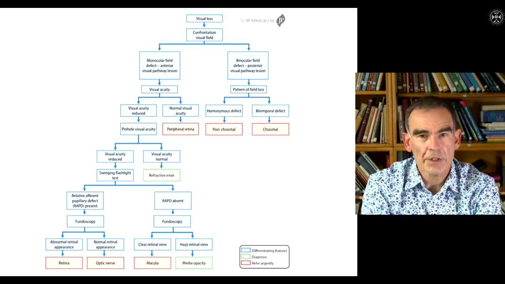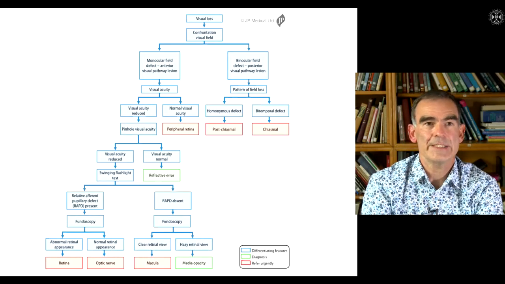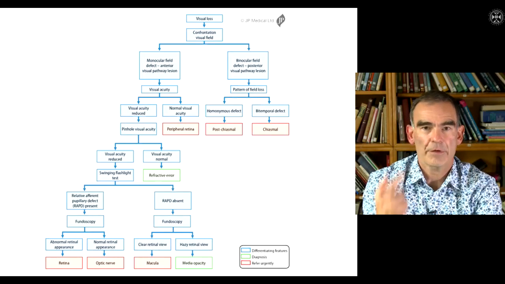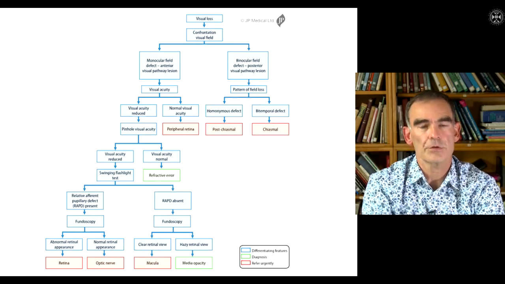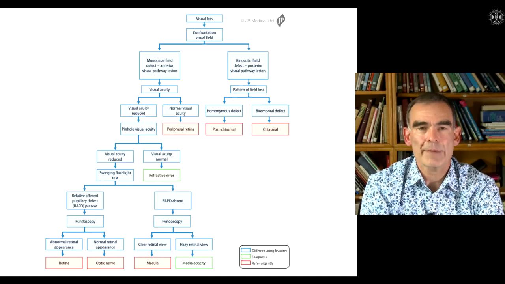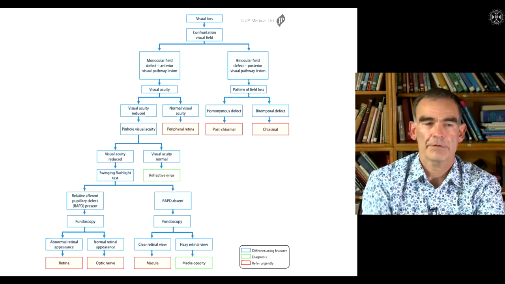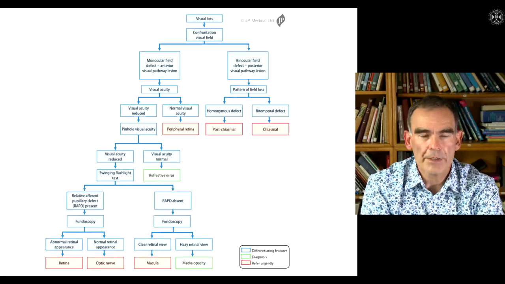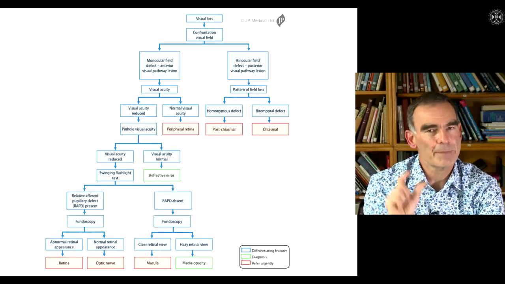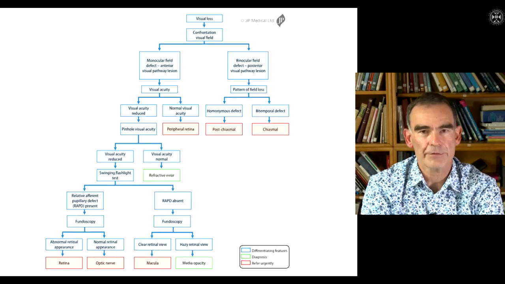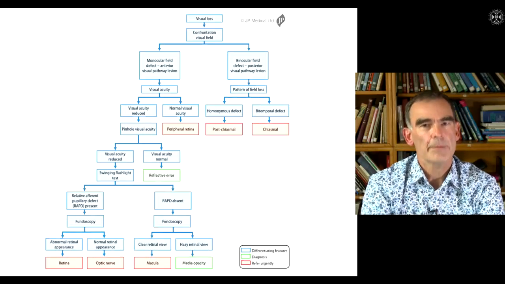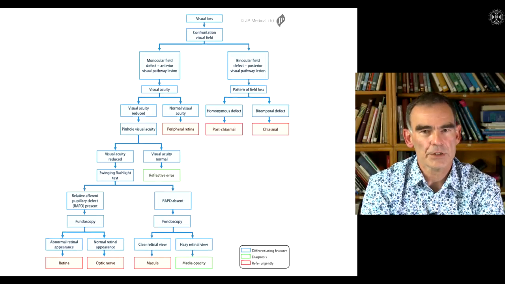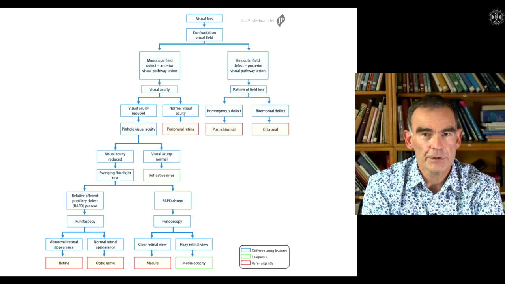Importantly, what doesn't give you an RAPD? Well, you could have the world's densest cataract, 6/5 perception of light, no RAPD. Why not? Because the light diffuses through the cataract. You could have the world's worst macular degeneration, 6/5 hand movements, no RAPD. Why not? Because the macula is only the central 10% of the retina, hence no RAPD. Now you'll know that already. Why? Because you'll have done a visual field to confrontation, and the eye with the RAPD, you'll have a full visual field to confrontation.